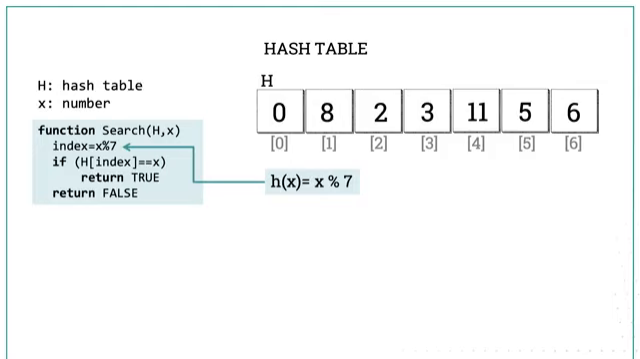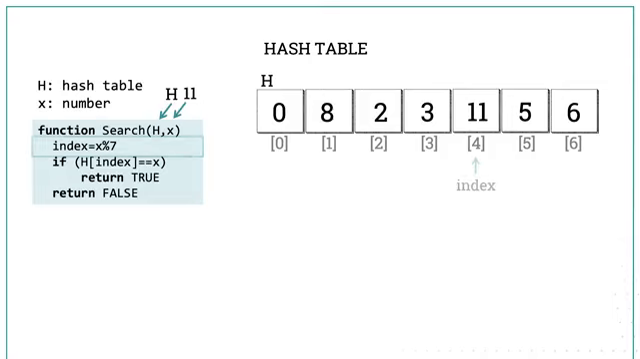Let's simulate the execution of this pseudocode with this hash table and the hash function h(x) = x mod 7. Let's assume we are searching for number 11. The search algorithm first calculates the index where number 11 should be stored if it was in the hash table. That is index 4. Next, we check the content of position 4. As position 4 has number 11 stored in it, the condition is true and hence the Boolean value true is returned, signaling that the number has been found.